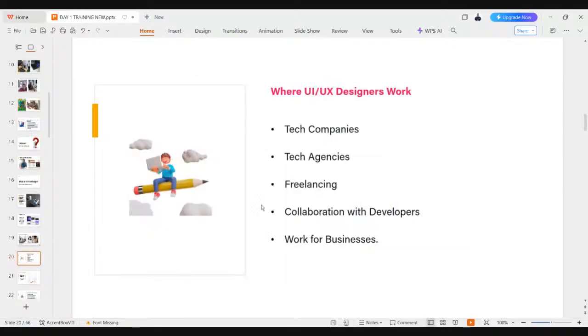You can either work for a tech company, maybe they own their products. Some companies build products for other companies. The company I work with builds products for people. You understand? Like I said, I've worked on so many products. You can do freelancing if you want. There's money here too. You can collaborate with developers, form your own tech agency. Or you can work for businesses, maybe just designing websites. There are millions of businesses out there you can work for. All you need is to know the skill.